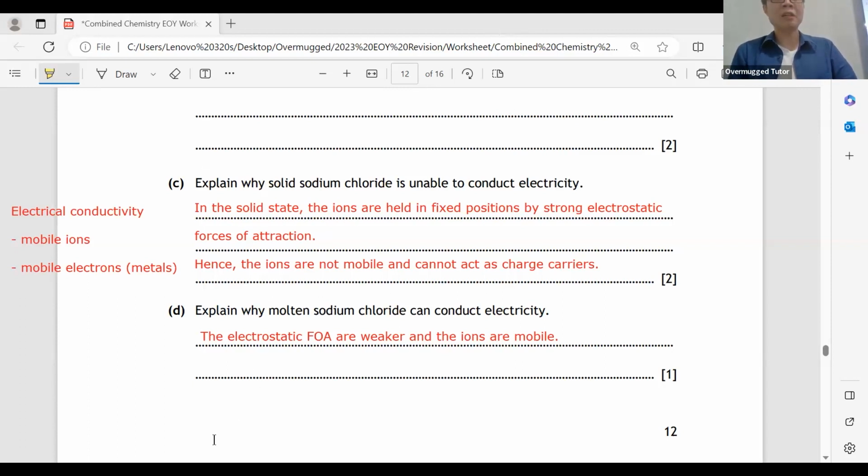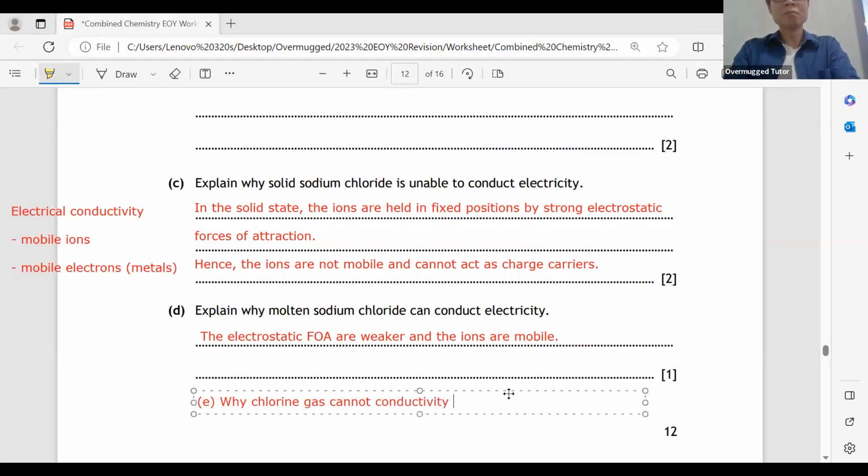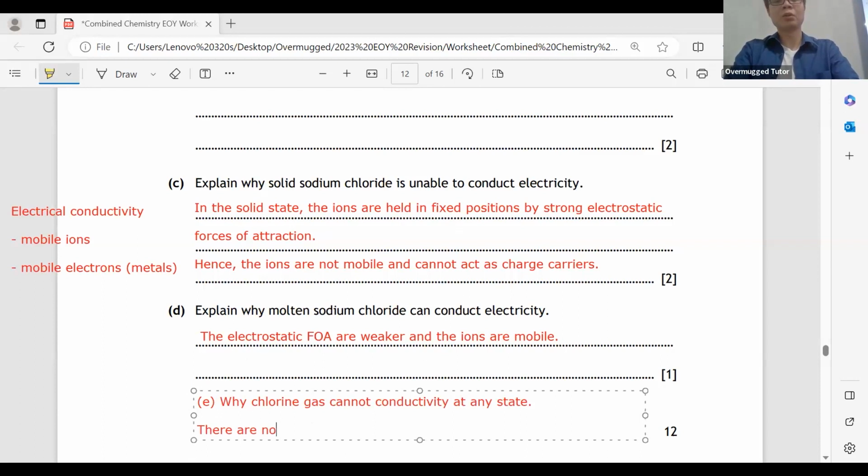Yeah, I'll give you the last variation. They'll ask you why chlorine gas cannot conduct electricity at all states. Okay, one of these compounds come out, but they may test both, I don't know. Simply tell me there are no mobile ions or mobile electrons, to act as charge carriers or to carry electrical charge. 1 mark for this.